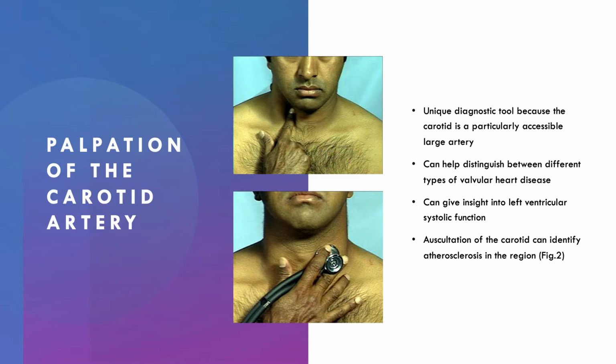This can help distinguish between different types of valvular heart disease, and it can also be used to give insight into the left ventricular systolic function. And as you can see in the bottom picture, auscultation of the carotid can also help to identify atherosclerosis in that region.